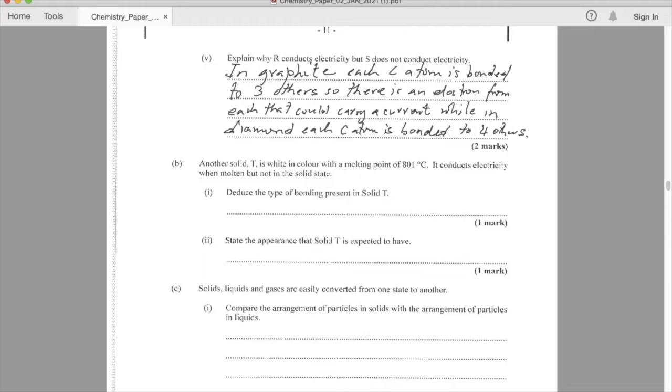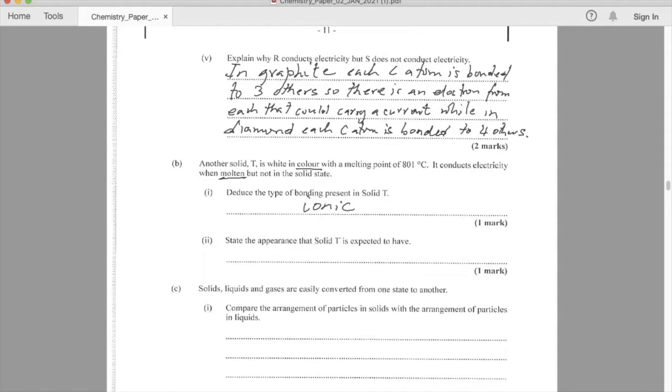Another solid T is white, with a melting point of 801 degrees Celsius. It conducts electricity when molten, but not in the solid state. Deduce the type of bonding present in solid T. So this bonding would definitely be ionic, and we should be thinking about sodium chloride here.